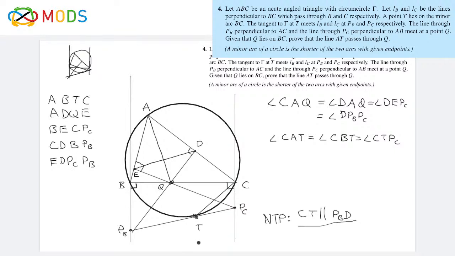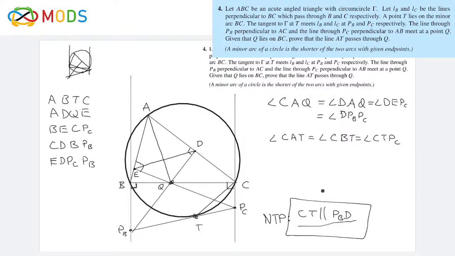What if we prove that when T is diametrically opposite to A, then this is true, and when T is not diametrically opposite to A, then this is not true? It's obvious. This is true if and only if T is diametrically opposite to A.